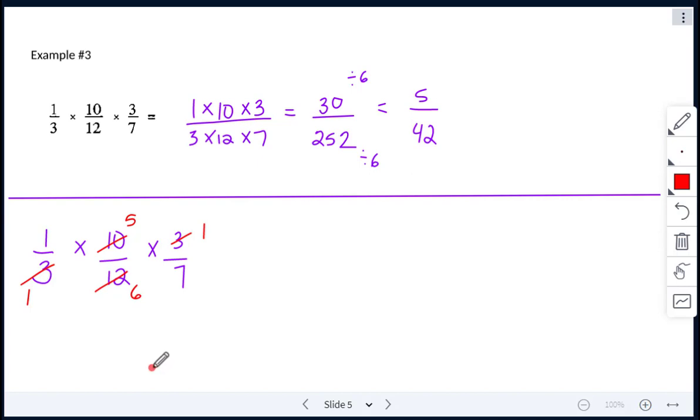All right, so our new fraction is now 1 over 1 times 5 over 6 times 1 over 7. All right, so 1 times 5 times 1 just gives me 5. 1 times 6 times 7, which gives me 42. All right, so again, we do end up with the same answer.